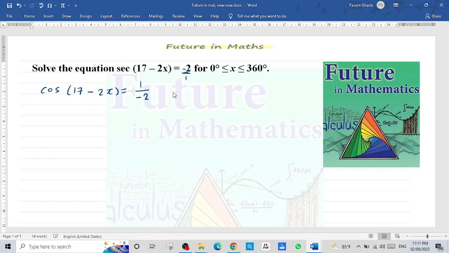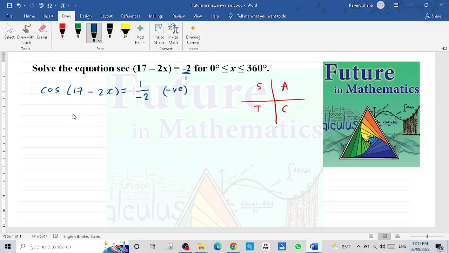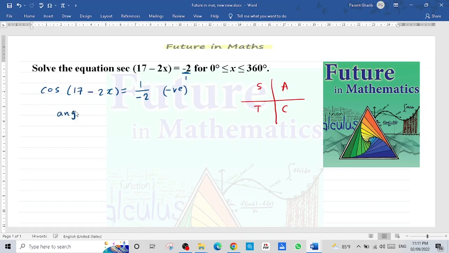1 over negative 2 is a negative number. It's negative half. When is cosine negative? In the ASTC rule, cosine is positive when the angle is in the first or in the fourth quadrant. So it will be negative if the angle is in the second or third. Then we decide that the angle, which is 17 − 2x, is in the second or third quadrant.